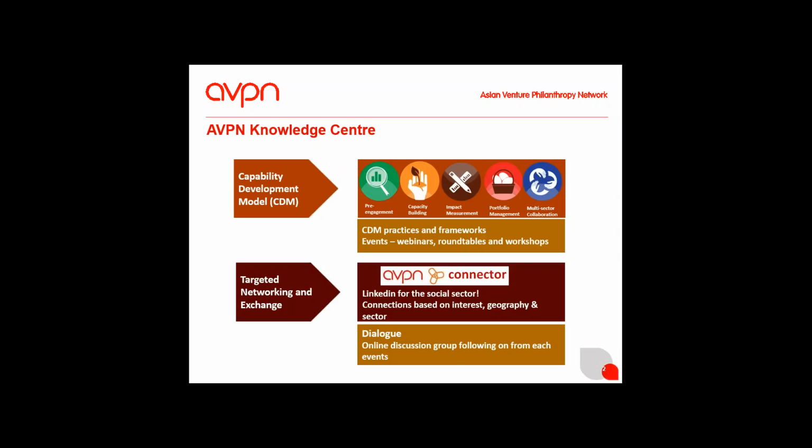The AVPN connector is the second aspect of the Knowledge Center's offerings and has been revamped since its inaugural launch last year to offer you the ability to connect on the basis of interest, geography, and sector. Another new function of the connector is the ability to continue the discussion via the dialogue function. This helps you cross borders and discuss with others in your interest group or your sector.